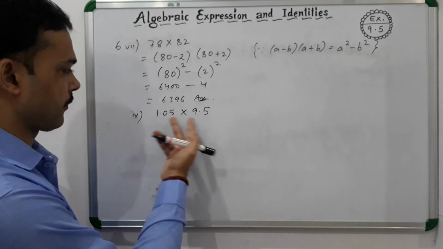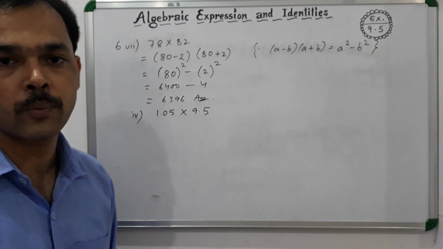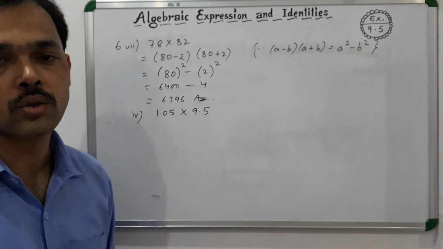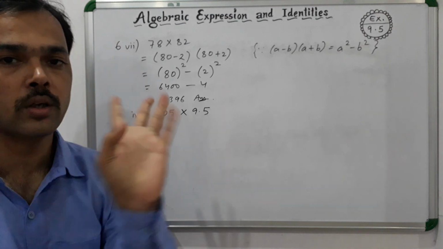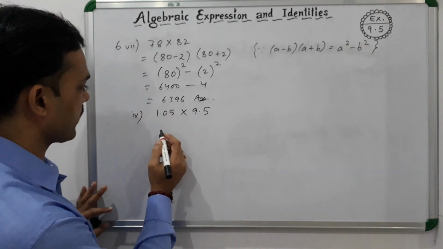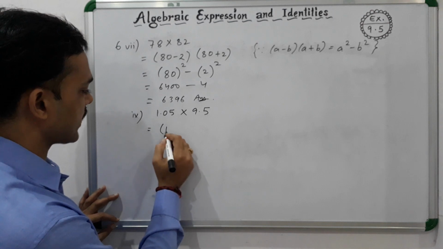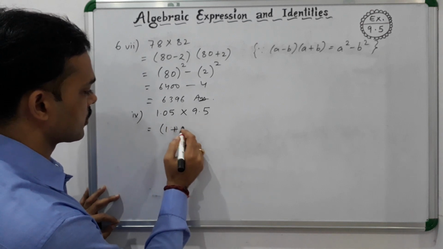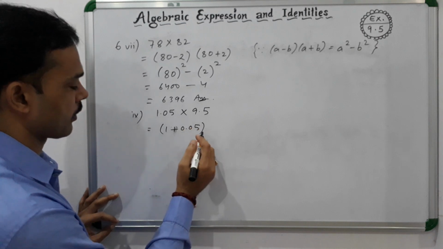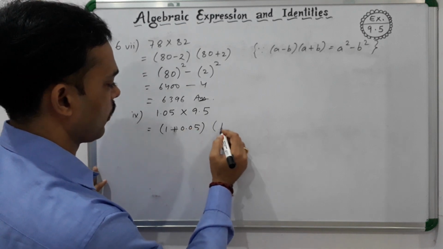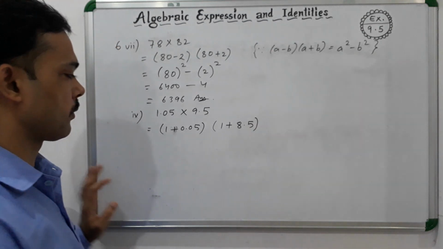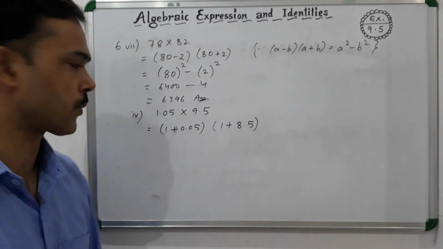Now if it would have been 10.5, then people would have been able to do it easily, but here it is not so. So I will be telling you two ways of doing this question. Kindly see that properly. We can write this as 1.1 plus 0.05 into 1 plus 8.5, and whichever way you find convenient, you can opt.